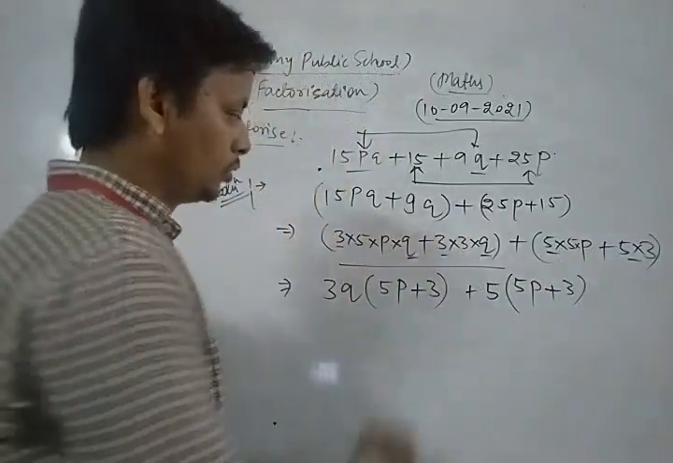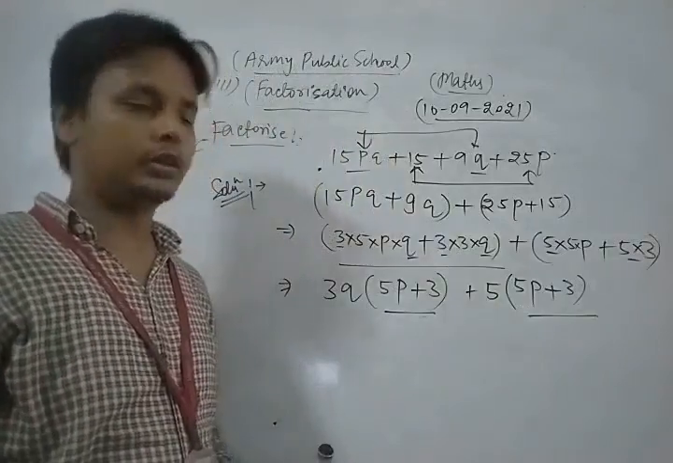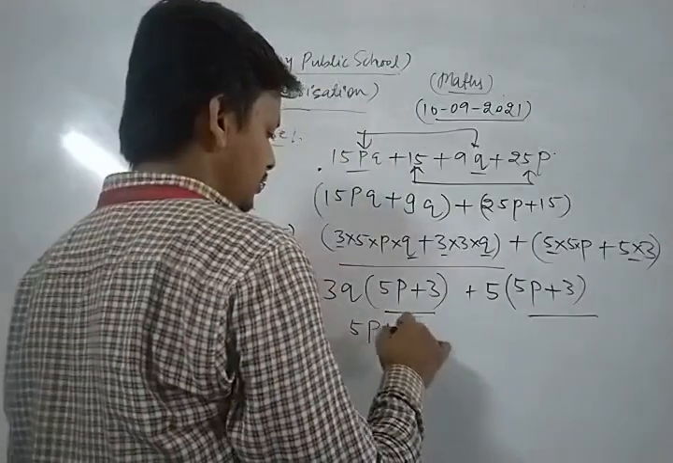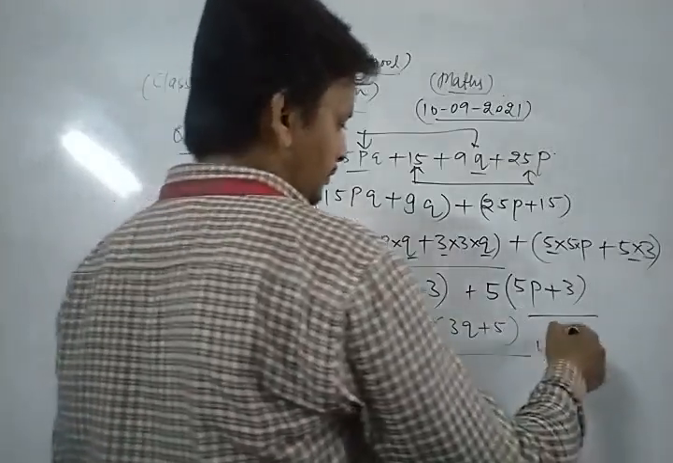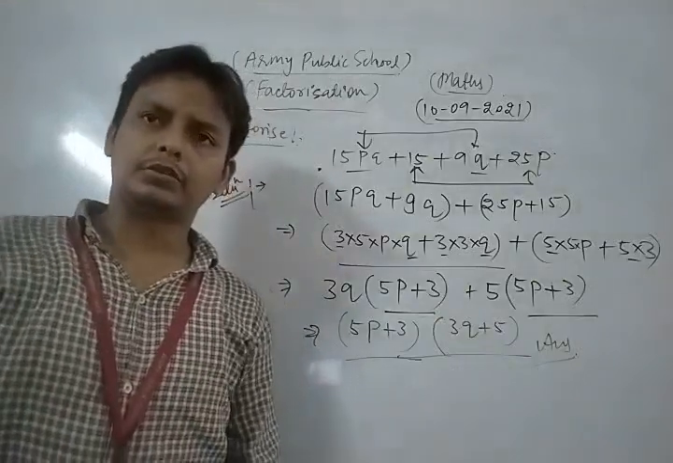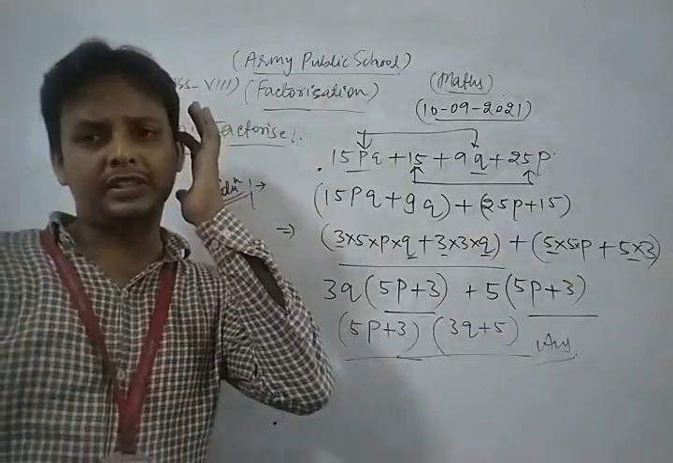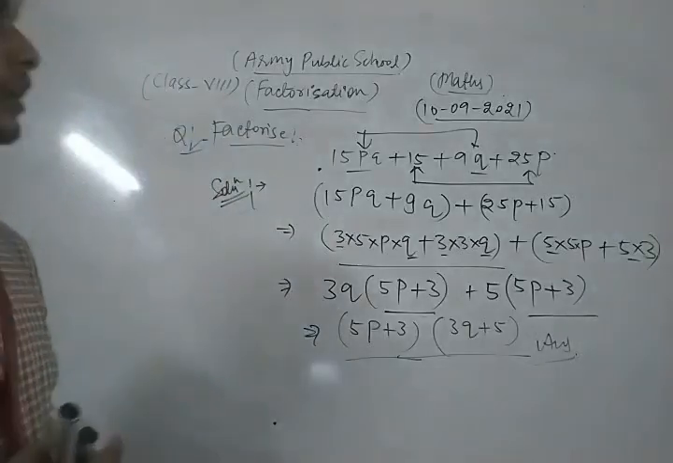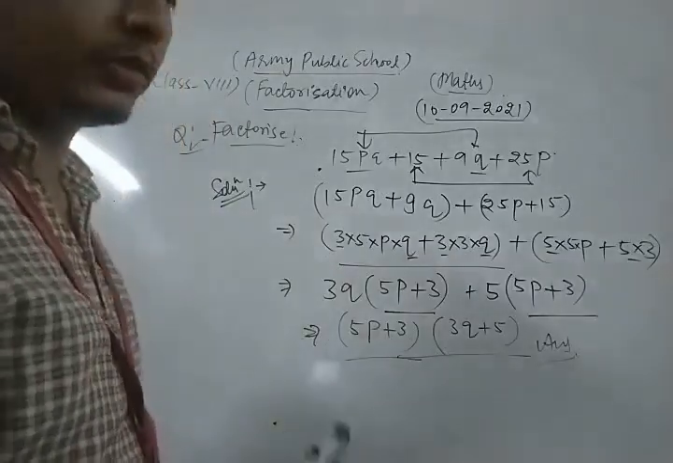So now look, 5p plus 3 is in both the terms. So dear student, we take 5p plus 3 as common. So we get 3q plus 5. This is the required solution of the given question. In this way, dear students, you can solve each and every question of your NCERT exercise based on these topics. Now we take and solve some other important questions based on these topics.